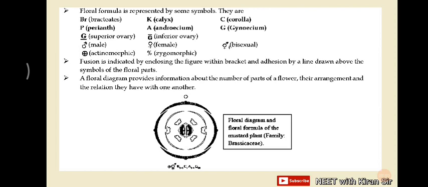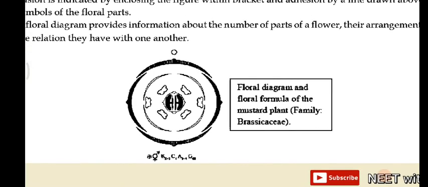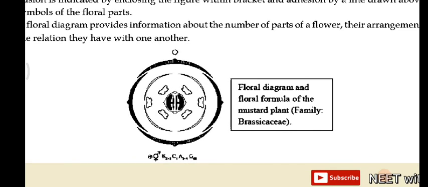Here in this picture, you can come across different symbols: superior ovary, inferior ovary, calyx, corolla, androecium, actinomorphic, zygomorphic, bisexual, unisexual. So you can come across all of these. Sometimes such a diagram is given in the NEET examination, and you have to identify or write the floral formula or floral diagram of a particular plant. The floral diagram is nothing but the diagrammatic representation of the floral characters.